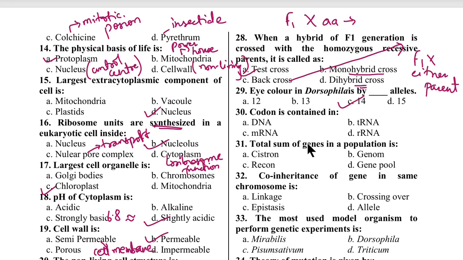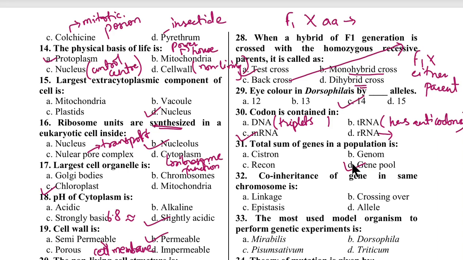Eye color in Drosophila has 14 alleles. This is our answer, and a codon is contained in obviously messenger RNA, and in the case of DNA it has triplets but it doesn't have codons. In the case of tRNA it has anticodons also, and in the case of rRNA it is structural, related to ribosome formation. The total sum of genes in a population is known as obviously the gene pool.